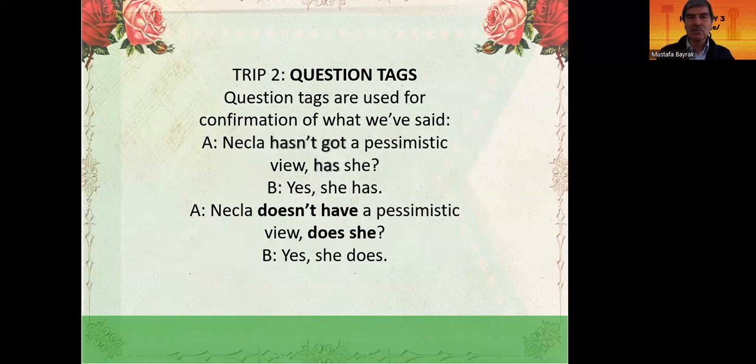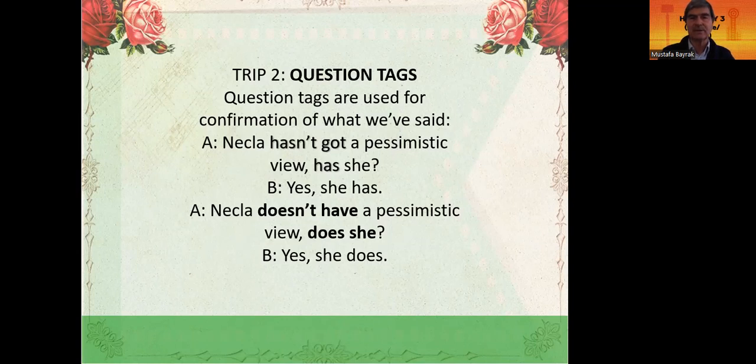Question tags are used for confirmation of what we've said. We want our sentence to be confirmed, to be approved by the listeners. For example, A says, Necla hasn't got a pessimistic view, has she? Now, this is the general rule. If the sentence part is negative, the question part is positive, and vice versa.